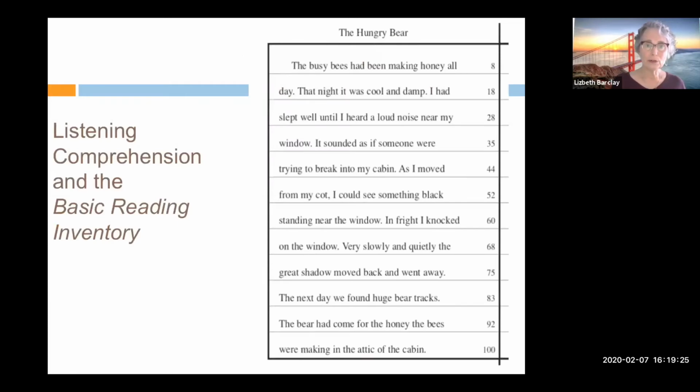The hungry bear is a story about busy bees making honey all day. The night was cool and damp. I had slept well until I heard a loud noise near my window. It sounded as if someone were trying to break into my cabin. As I moved from my cot, I could see something black standing near the window. In fright, I knocked on the window. Very slowly and quietly, the great shadow moved back and went away. The next day, we found huge bear tracks. The bear had come for the honey that the bees were making in the attic of the cabin.